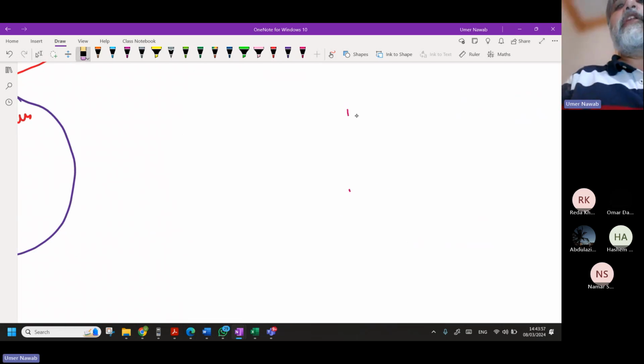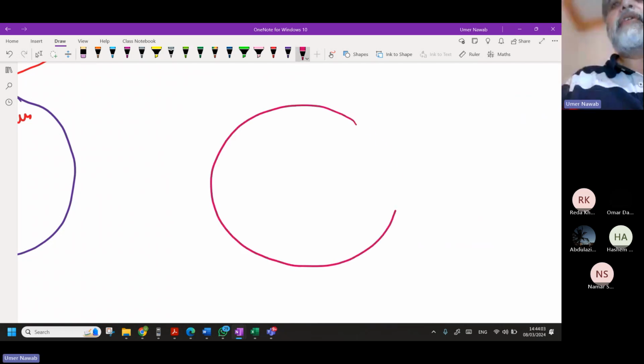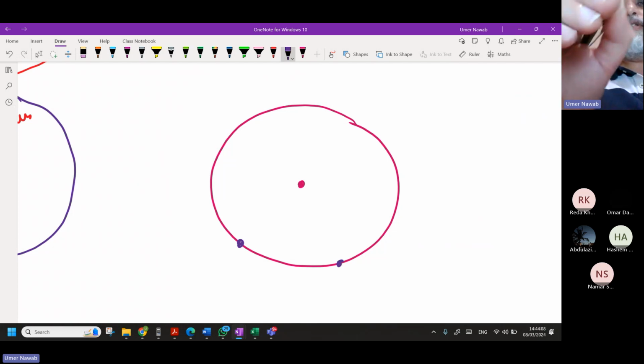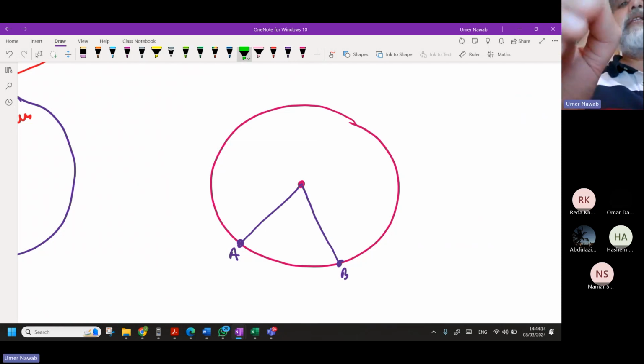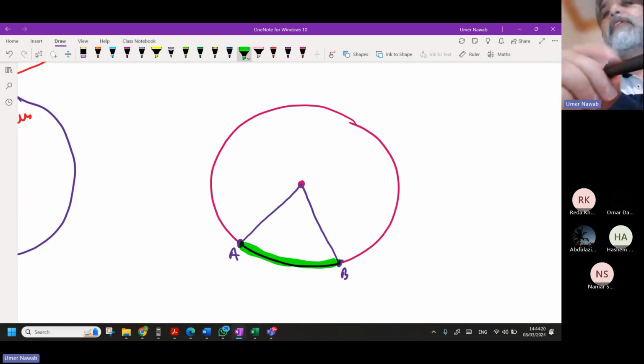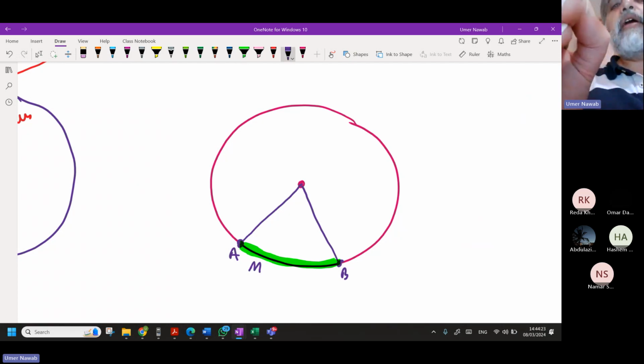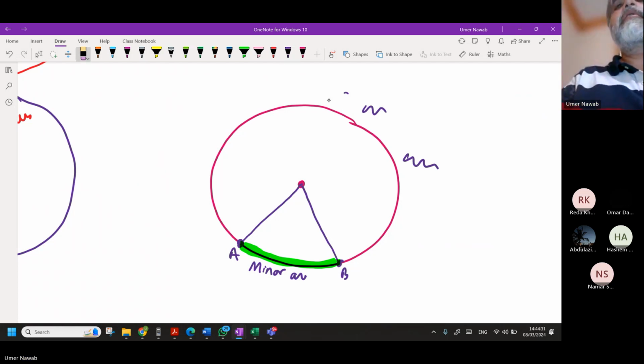Now, I was trying to explain the second property of circles. If you have a circle and a center, and I pick two points on the circumference, point A and B, and join them with the center, this is called arc AB, the smaller arc. This is the smaller length of the circumference. Some people call it the minor arc, and the bigger one is called the major arc. I'm not talking about a major arc, just the minor arc. The minor arc has made an angle at the center.